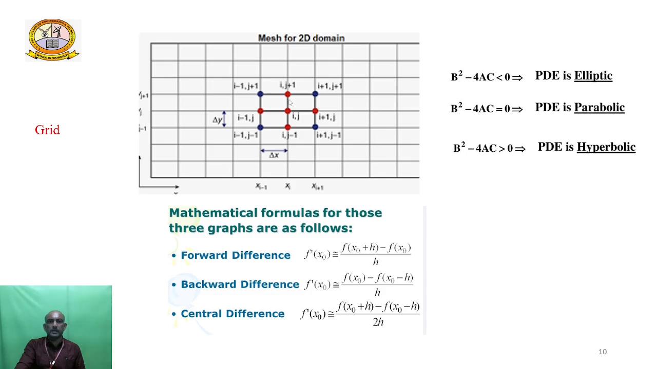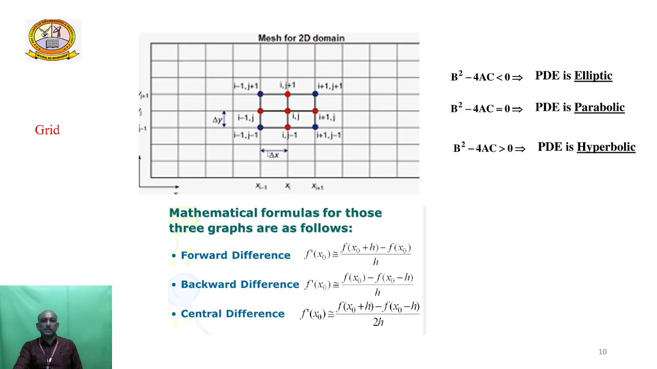Remember, once again I repeat, quickly. The central node is i, j; the right node i plus 1, j; the left side i minus 1, j; the top node i, j plus 1; the bottom node i, j minus 1; and the corner nodes i plus 1, j plus 1; i plus 1, j minus 1; i minus 1, j plus 1; and i minus 1, j minus 1. So these are the 9 nodes including the i, j node. These are the representations.